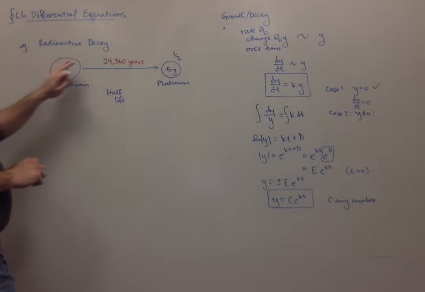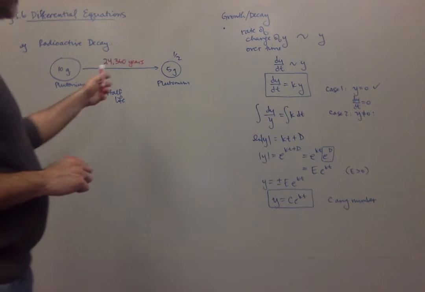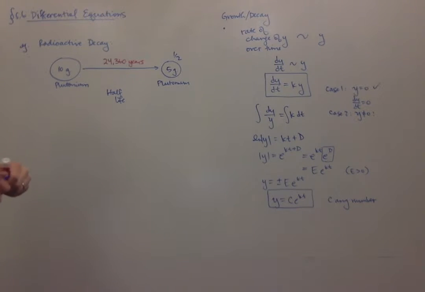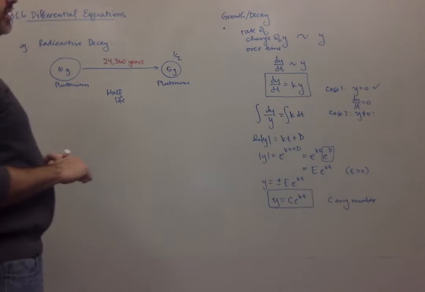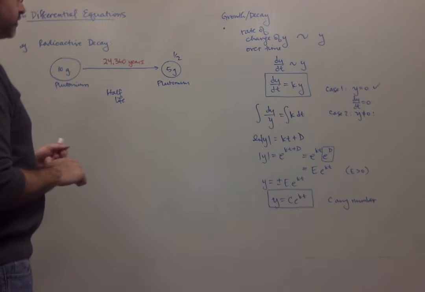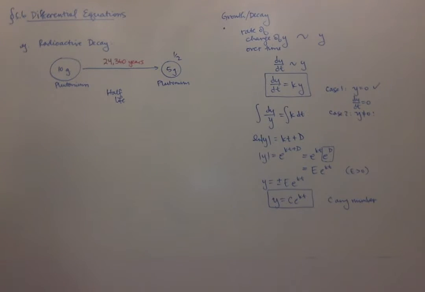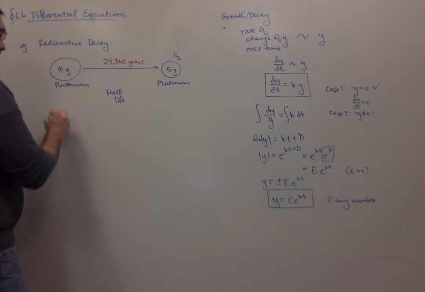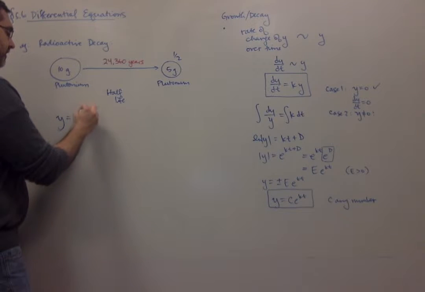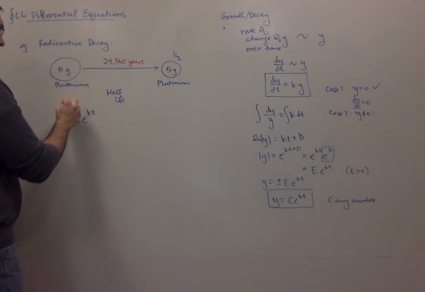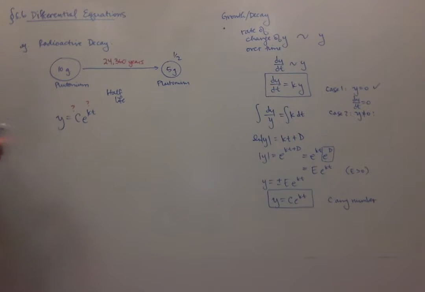And radioactive decay actually follows this type of exponential growth and decay model. So the rate of change of the amount of plutonium you have over time is actually proportional to the amount of plutonium you have. So in the case when we're talking about radioactive decay, we can always use this equation, y equals a constant times e to the kt. It will always have that form. All we have to do is figure out how we get c and how we get k.